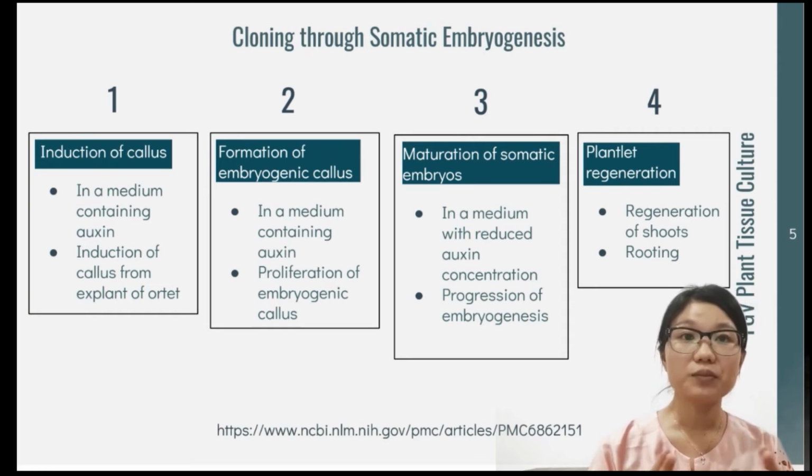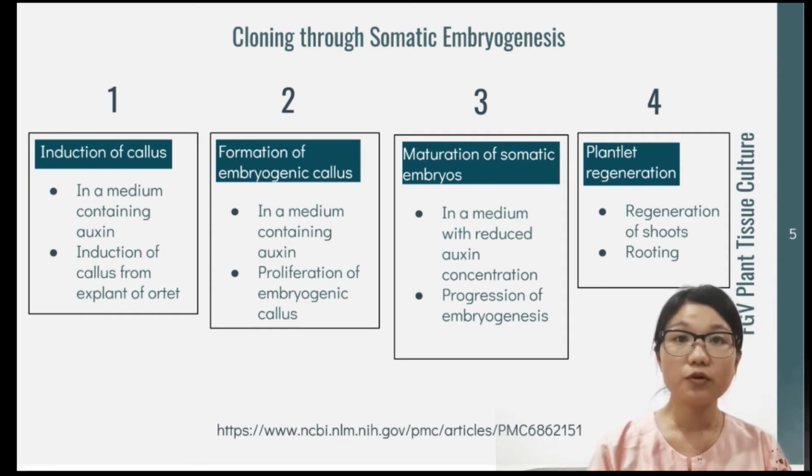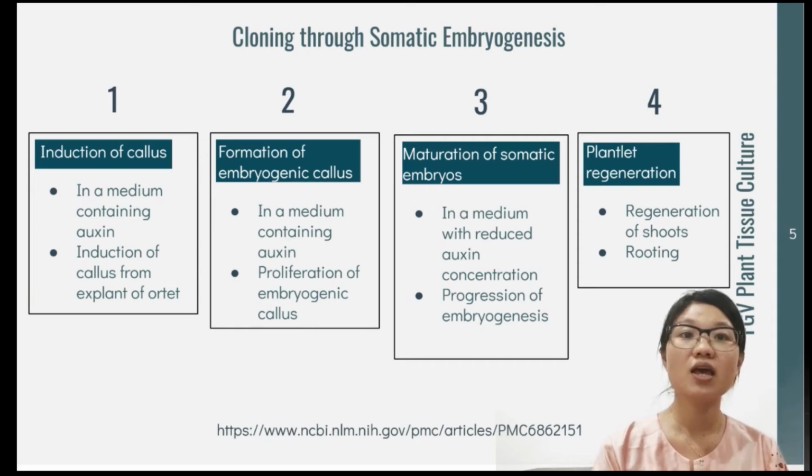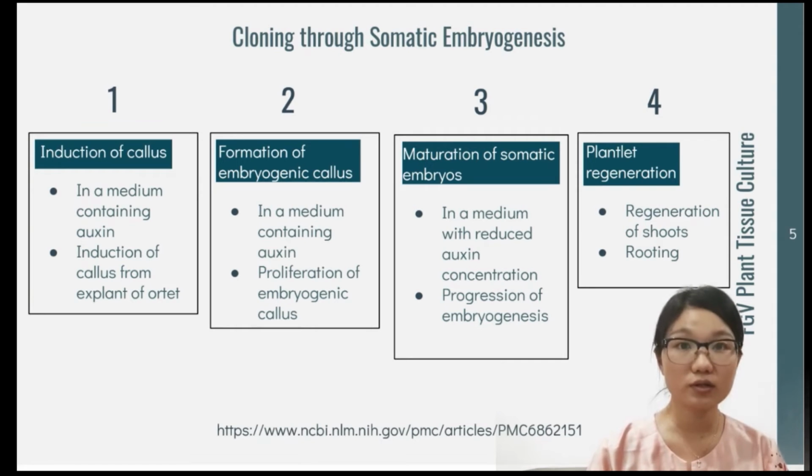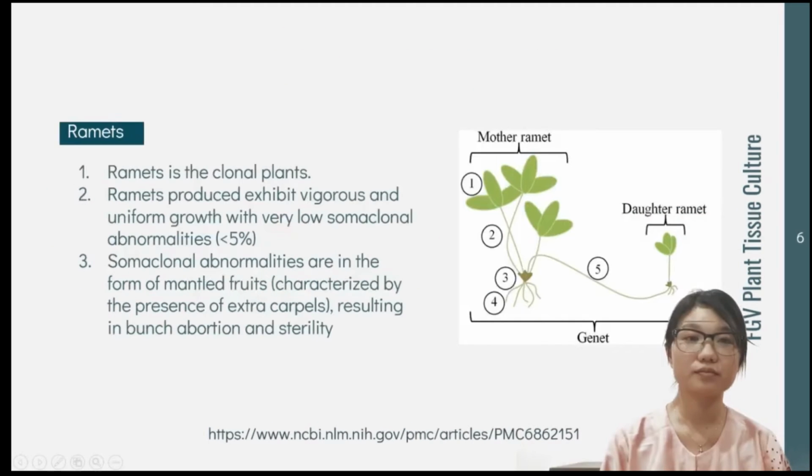This step also needs a medium containing auxin, and proliferation of embryogenic callus happens in 6 to 15 months. Next step is maturation of somatic embryos. In a medium with reduced auxin concentration, progression of embryogenesis happens in 30 months. And the last step is plantlet regeneration. Regeneration of shoots spans around 16 to 36 months. On the other hand, the process of fruiting needs around 2 months.